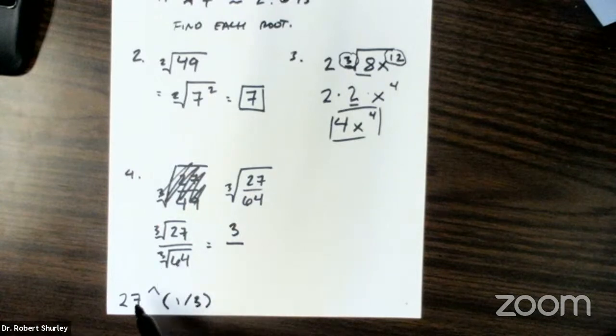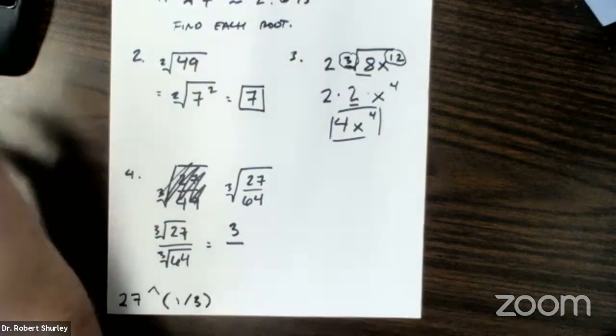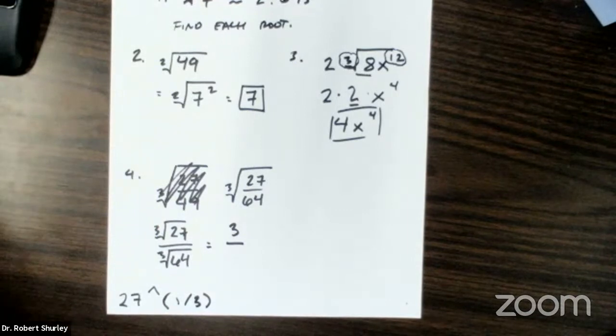So try 64. Do the same thing for 64. 64 raised to the 1/3. And then tell me what you get in the chat. Because it's not 8, because the square root of 64 is 8. Let me know in the chat what you get.